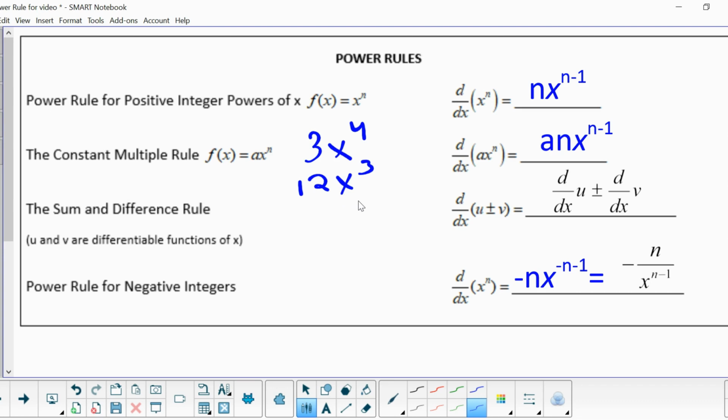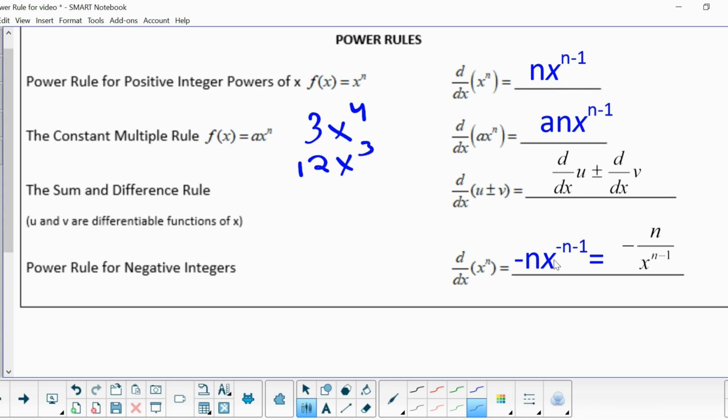It's like if I had x squared, that became 2x, and then the negative 3x became negative 3. Just added the derivatives together. And then this last one is the power rule for negative integers.